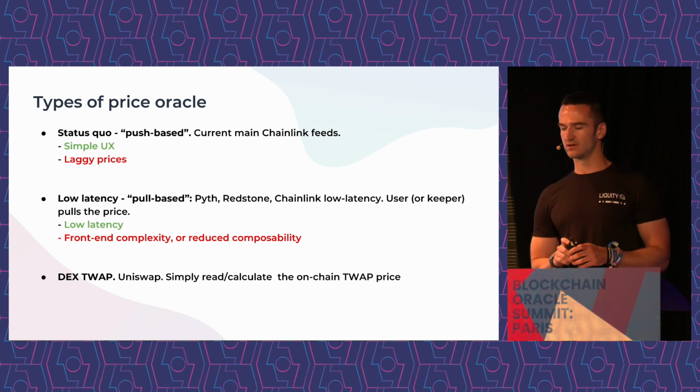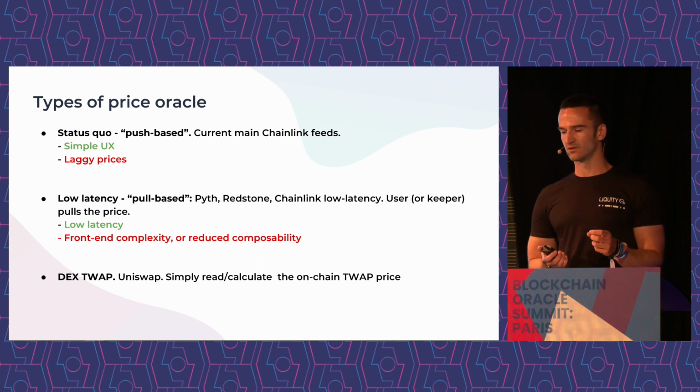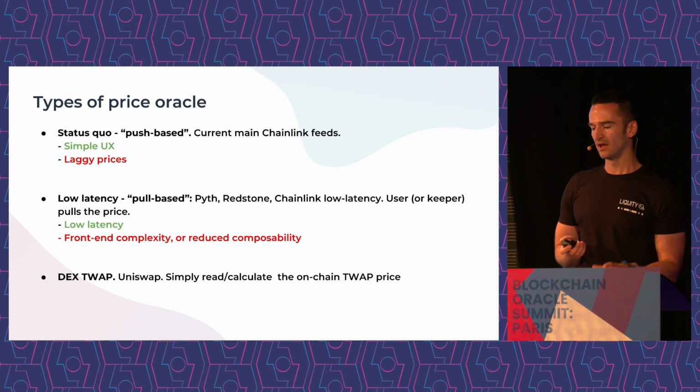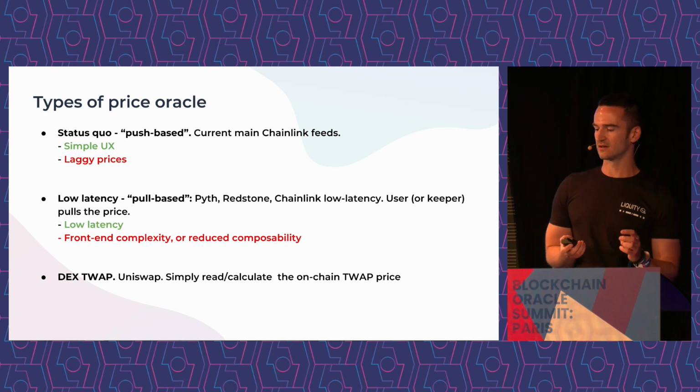There's this new generation of low latency oracles now. They take a pull-based approach where the user or keeper actually pulls the price into the system. So Pyth, Redstone, and Chainlink's new low latency go with this approach. The downside is they can be more complex in terms of the front end, and also the composability can be reduced. And then finally, there's DEX TWAPs, so you can simply read or calculate the on-chain time-weighted average price from a Uniswap pool.